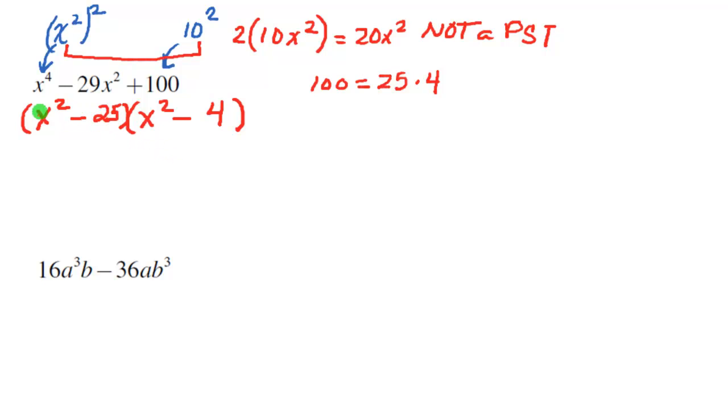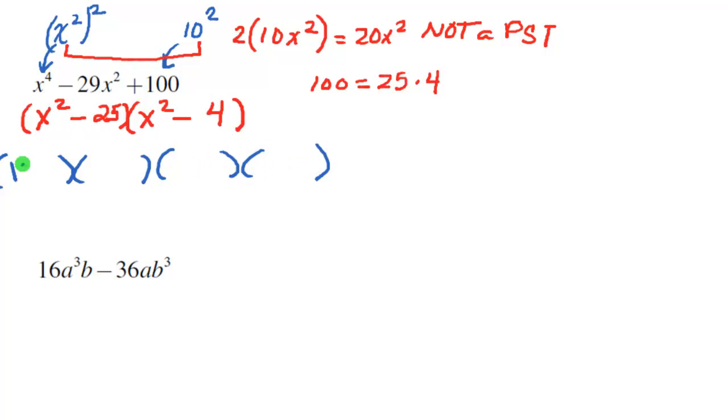You're not done, because these binomials, if you recognize them, you will know that they factor further. They are difference of squares. Both of them are, aren't they? 25 is a square, so is 4, and of course the x squared. So we're going to continue factoring. They both factor further.